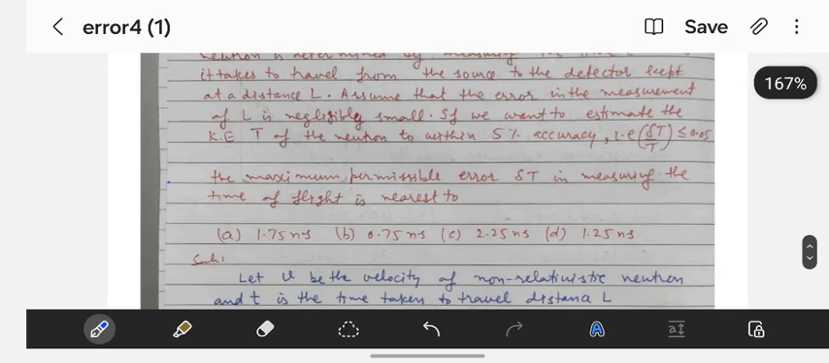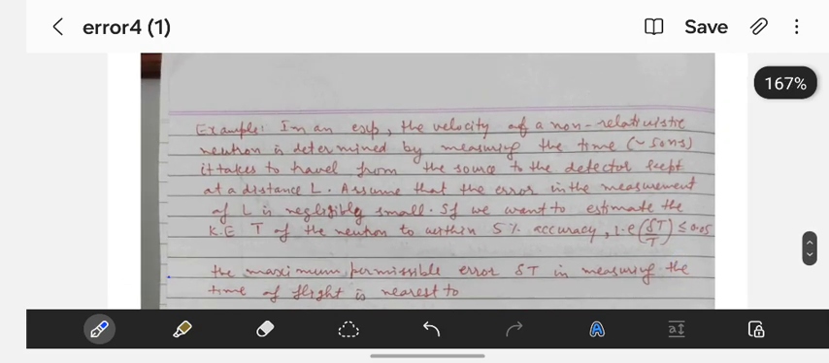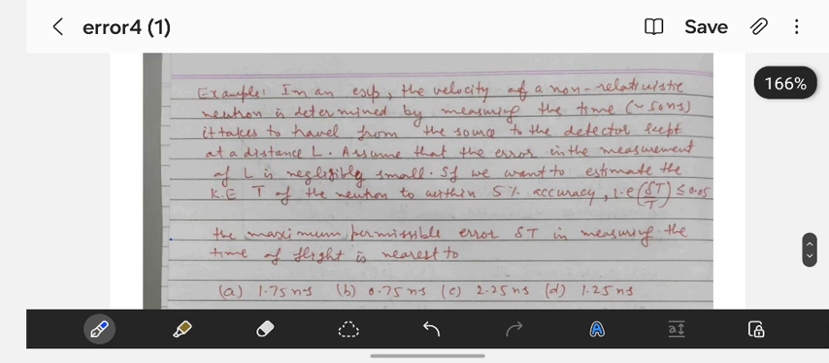Now there is this last question. In an experiment, the velocity of a non-relativistic neutron is determined by measuring the time it takes to travel from the source to the detector, kept at a distance L. So there is a source here, detector here, and this length between them. Assume that the error in measurement of L is negligibly small. So this L is measured accurately.